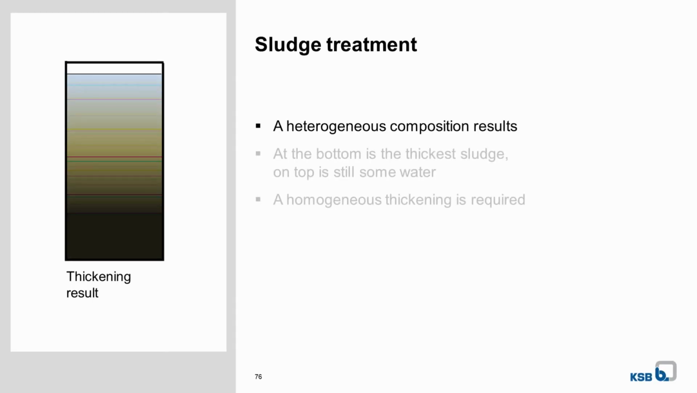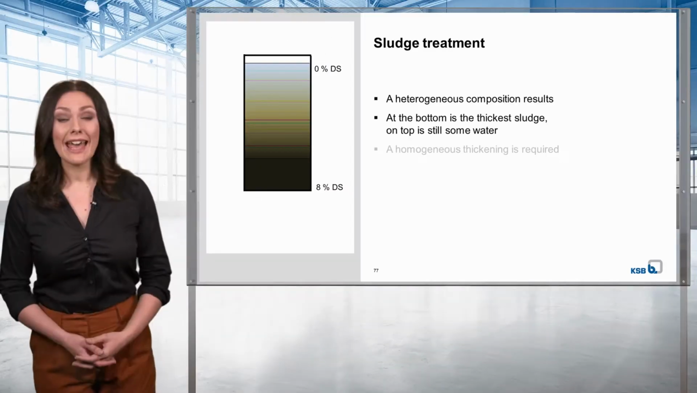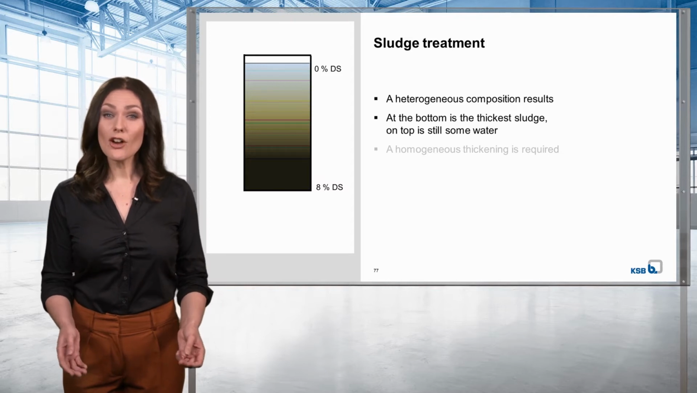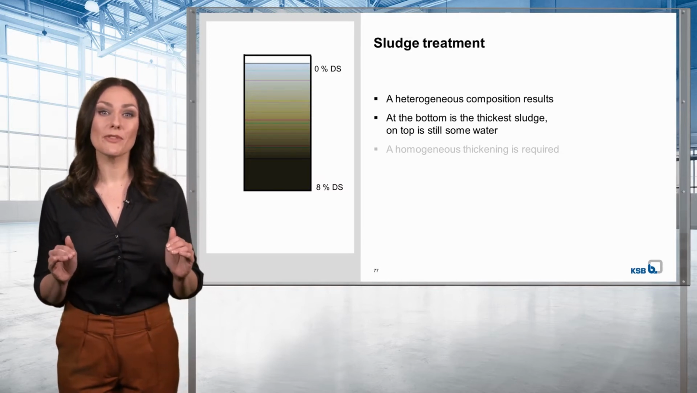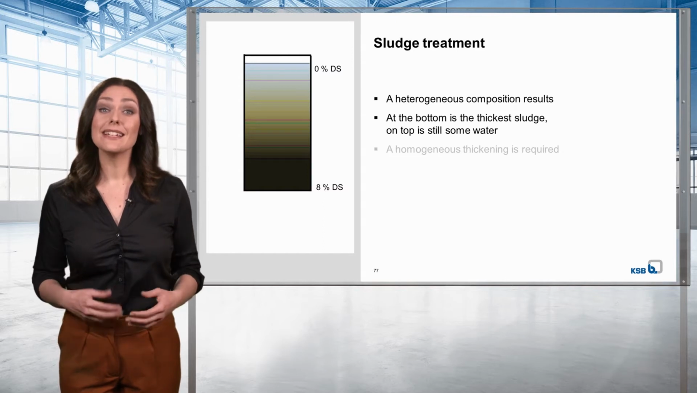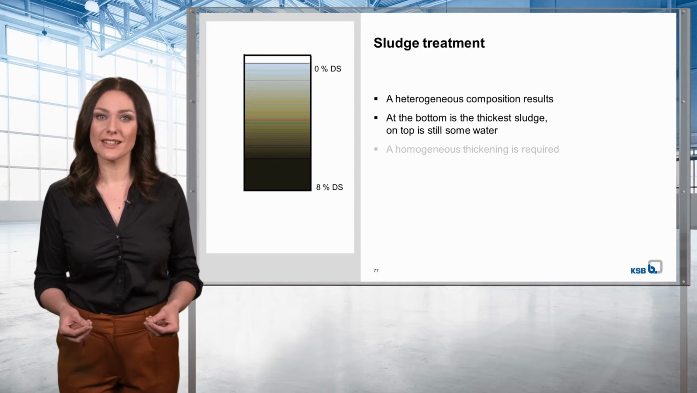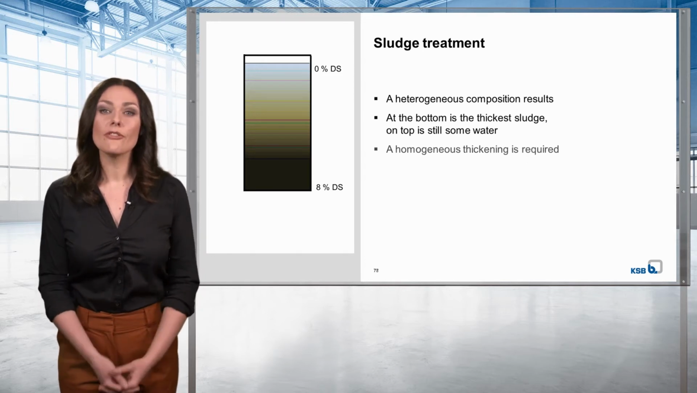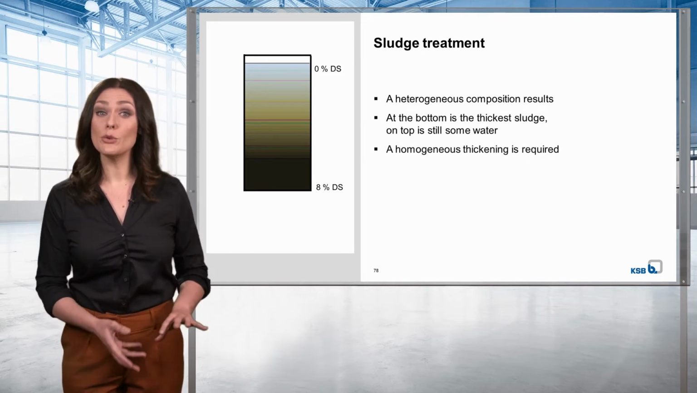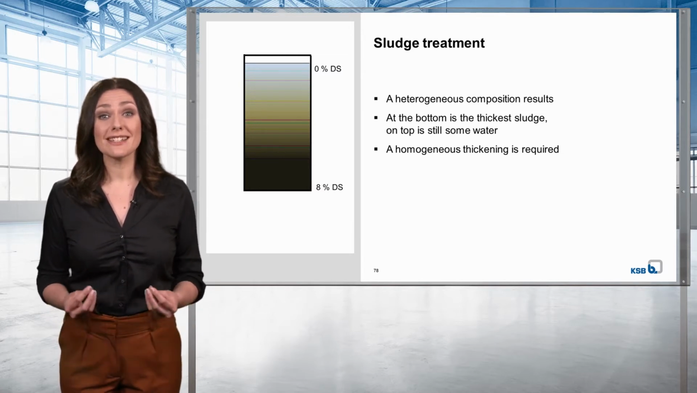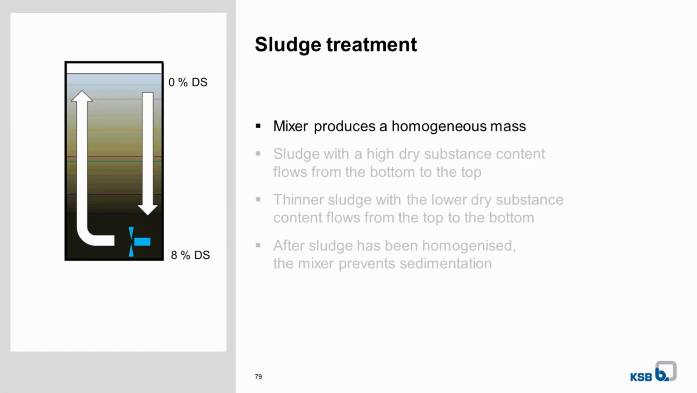The resulting thickened sludge is of a heterogeneous composition, as shown here. At the bottom is the thickest sludge from the first thickening phase. Right on top, you can still see some of the water in the tank. The DS content might be 8% at the bottom and 0% at the top, for example. For the mass to be pumped off and for a uniform quality to be guaranteed for the following processes, homogeneous thickening is required. This is where the mixer comes into play.